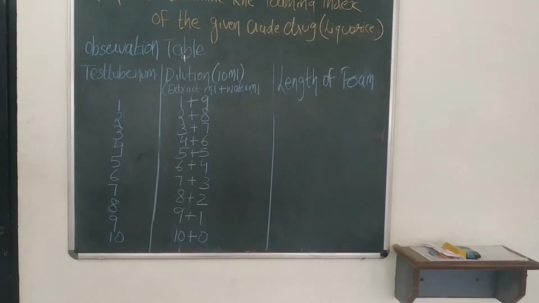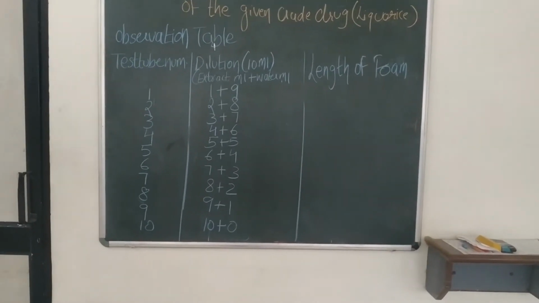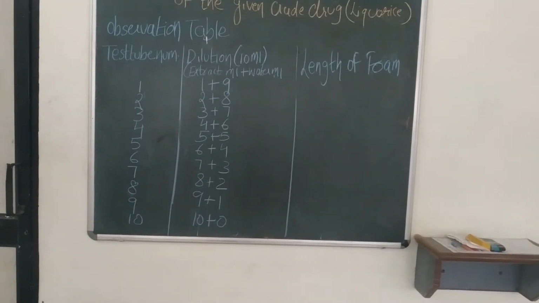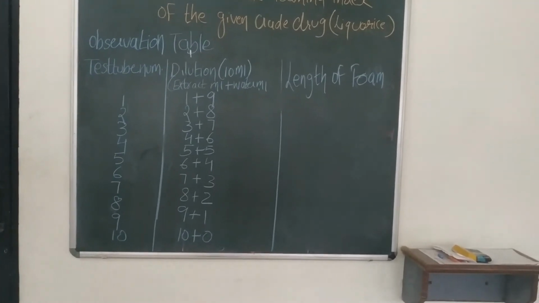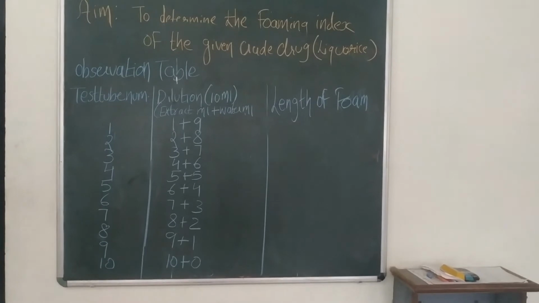And same, after 15 minutes, we'll note the length of the foam and write it there. For example, for test tube number 1, the length of foam in centimeter. We'll calculate the length of foam in centimeter. After this, we'll put the values and calculate the foaming index with the help of the formula.